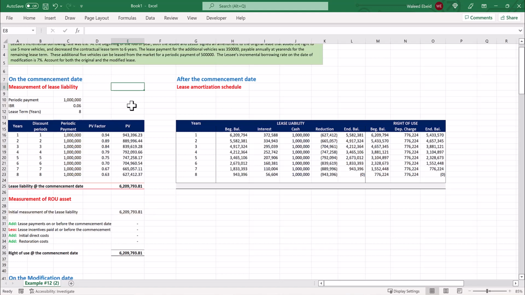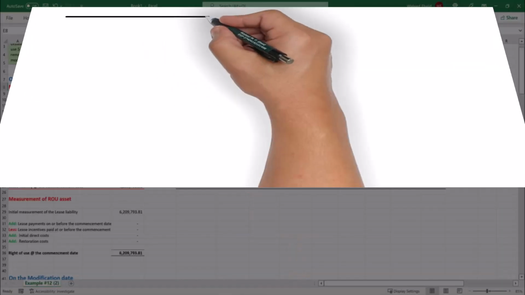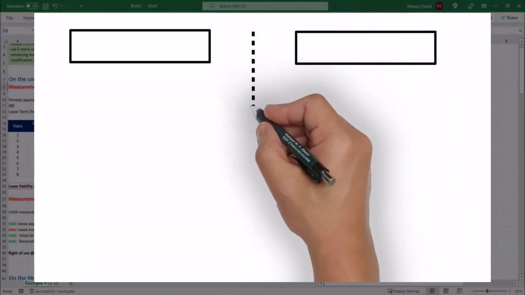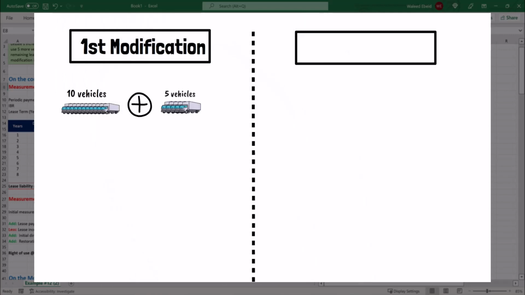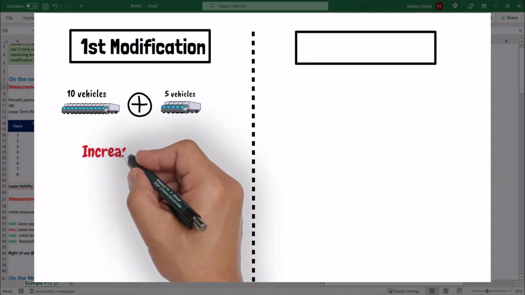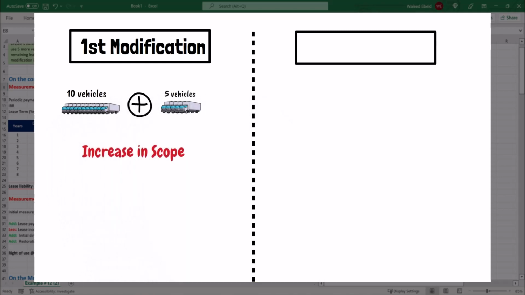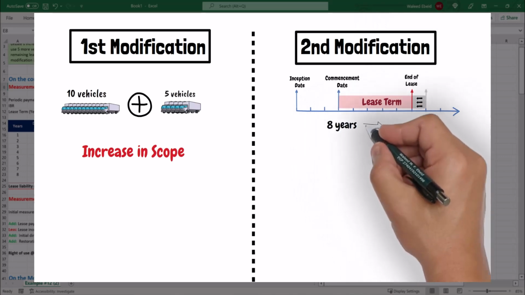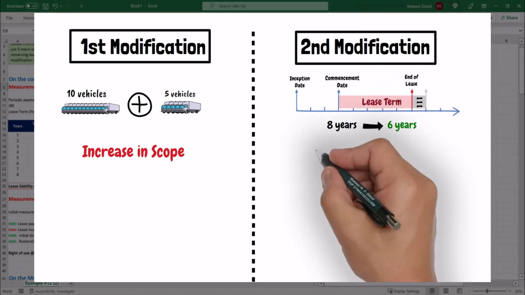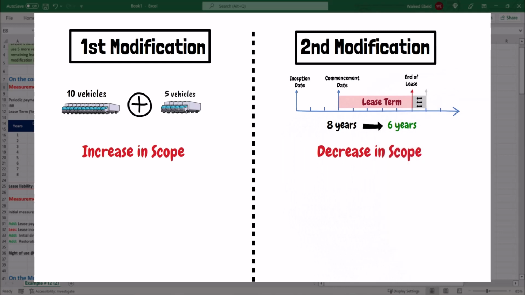Now, let us account for the lease modification. In this example, we have 2 modifications. The first modification adds 5 vehicles to the 10 vehicles of the original lease, and that modification increases the scope of the lease. The second modification decreases the contractual term of the lease from 8 to 6 years, and that modification decreases the scope of the lease.